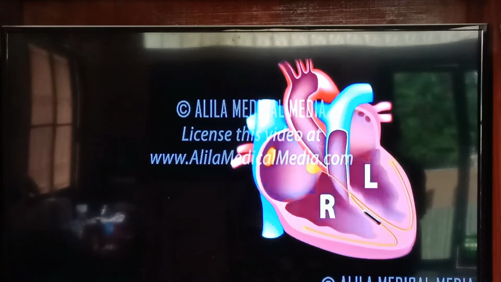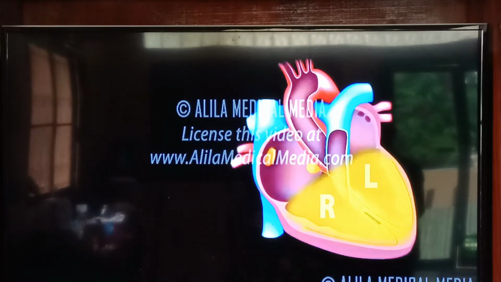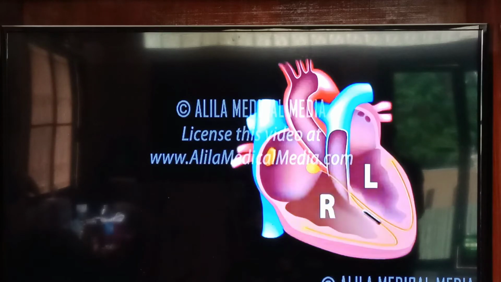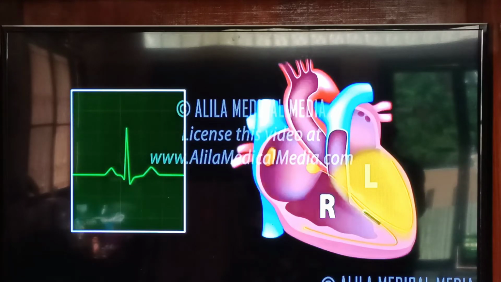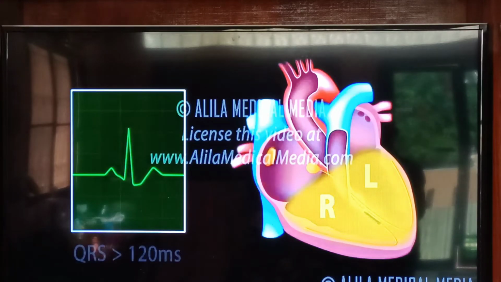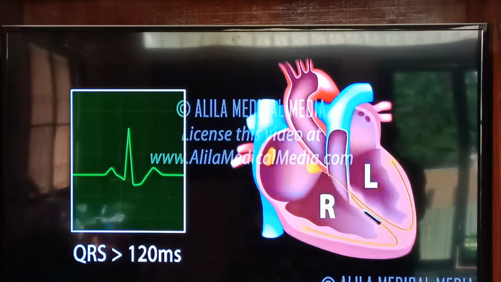In bundle branch blocks, the unaffected ventricle depolarizes first. The electrical impulses then move through the myocardium to the other side. This results in a delayed and slowed depolarization of the affected ventricle, hence a broader QRS complex, typically longer than 120 milliseconds, and a loss in ventricular synchrony.